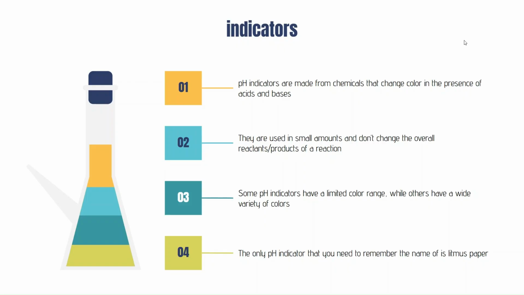And the only one that you're going to need to know the name of is litmus paper and maybe universal indicator, but really I want you to know what litmus paper is, what it looks like. The other ones, I'm going to tell you a couple names, but I'm not going to ask you to tell me what they are or name any other indicators for me.